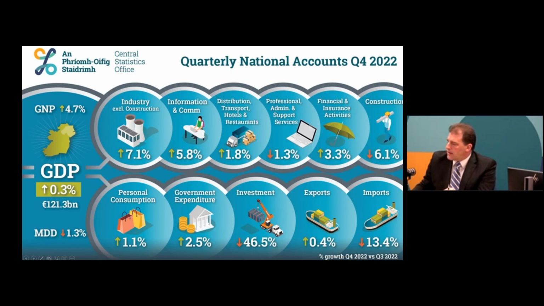And when we net out the issues around IP with investment and for imports, we can see the modified investment number over here is minus 9.8%. That decline in modified investment is what gives us the MDD result in the quarter of minus 1.3%.